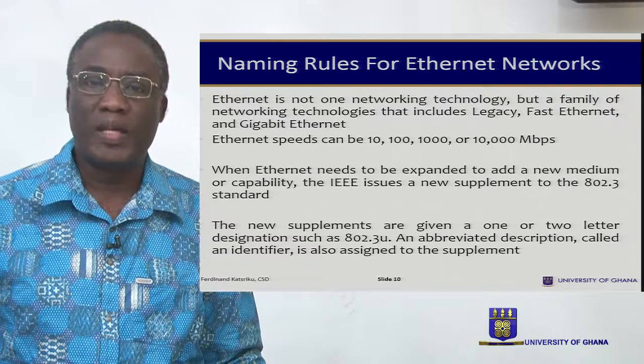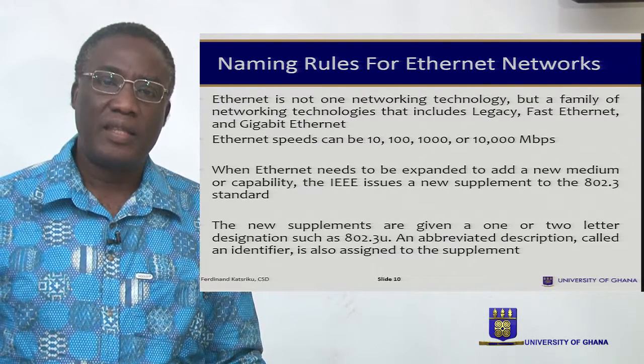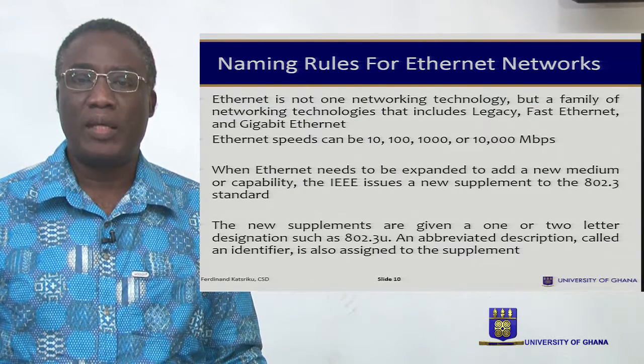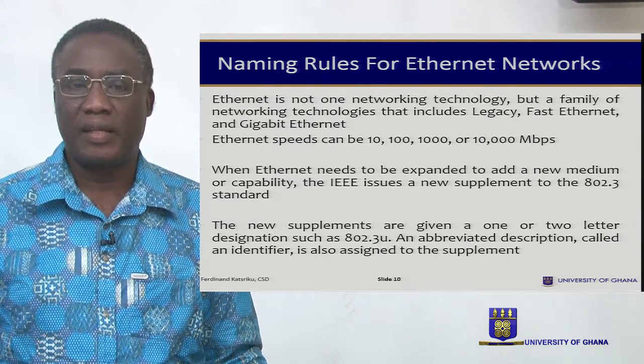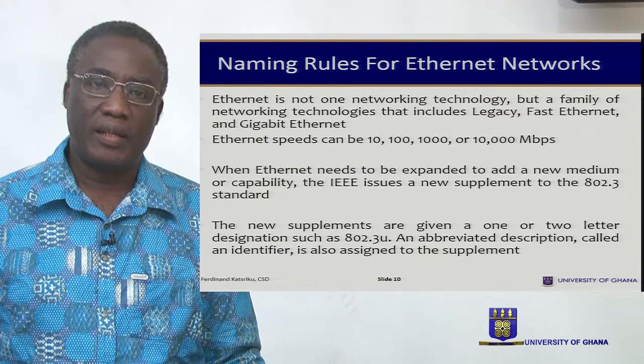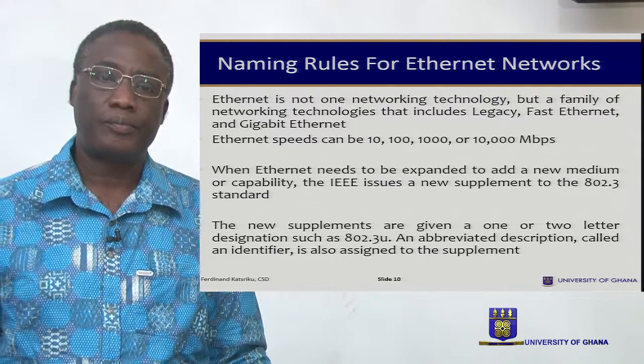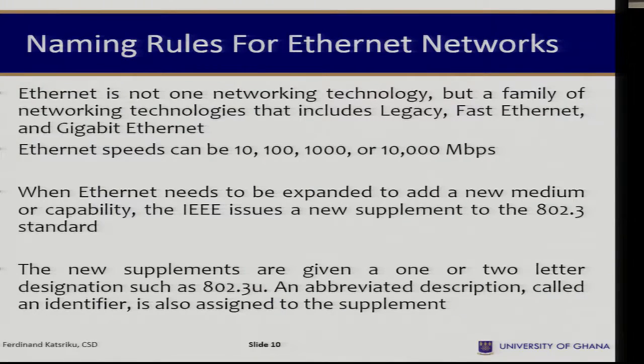When Ethernet needs to be expanded to add new medium or capability, all the IEEE does is issue a new supplement to the 802.3 standard. Recall that 802.3 is the standard for Ethernet. 802.11 is the standard for wireless. The new supplements are given a 1 or 2 letter designation, such as 802.3u. An abbreviated description called an identifier is also assigned to the supplements.